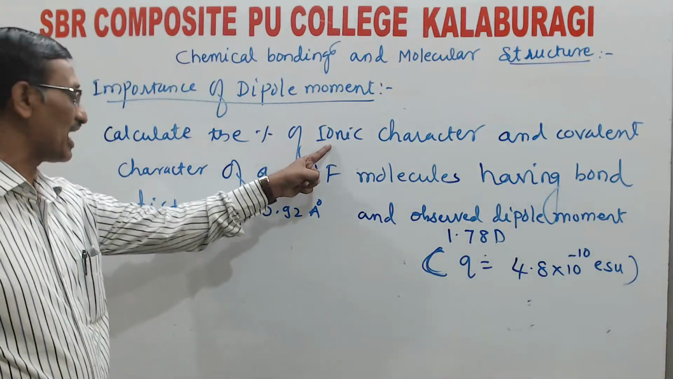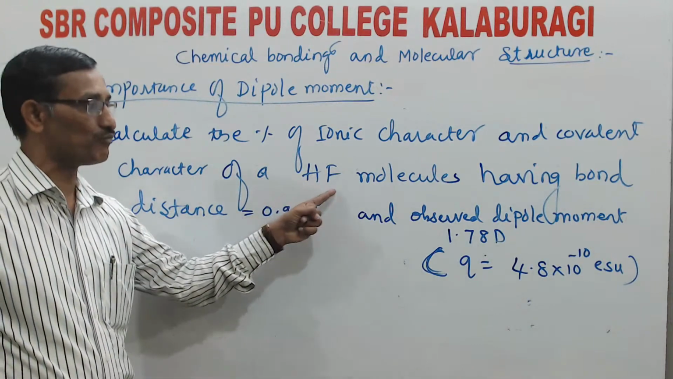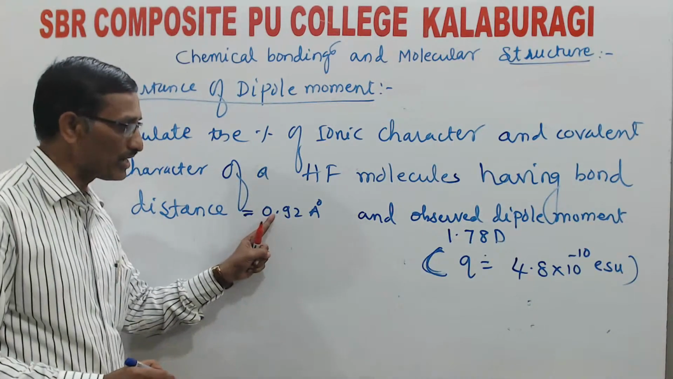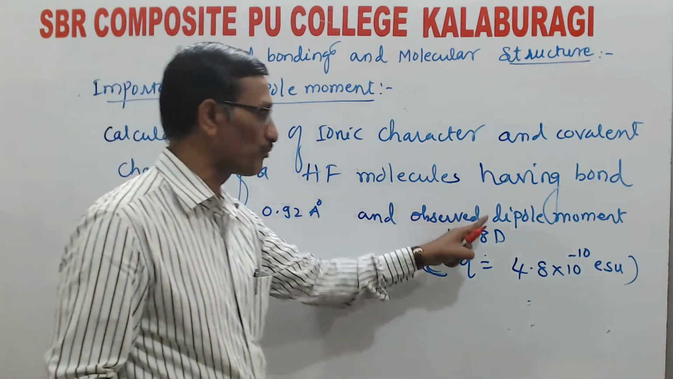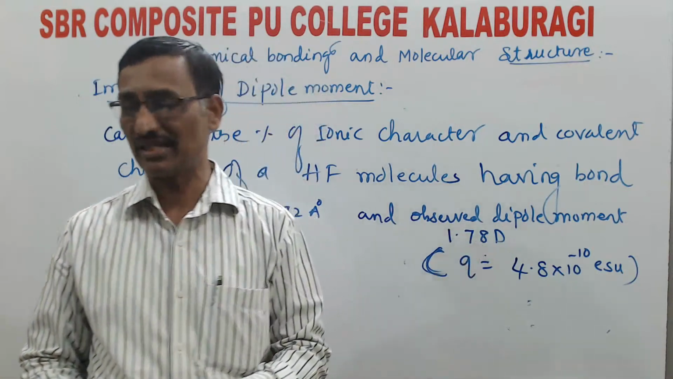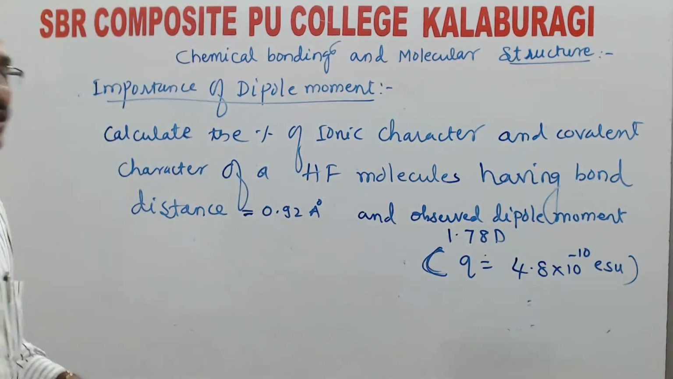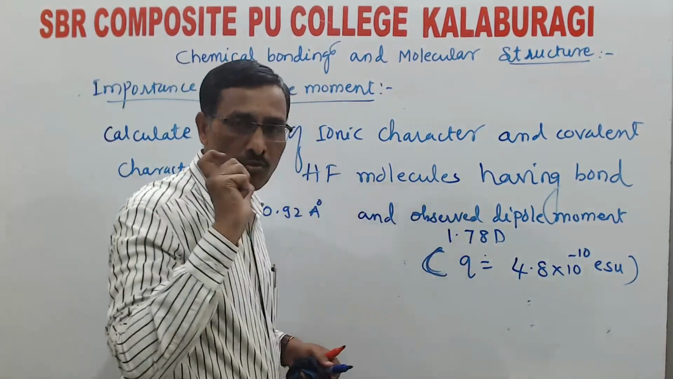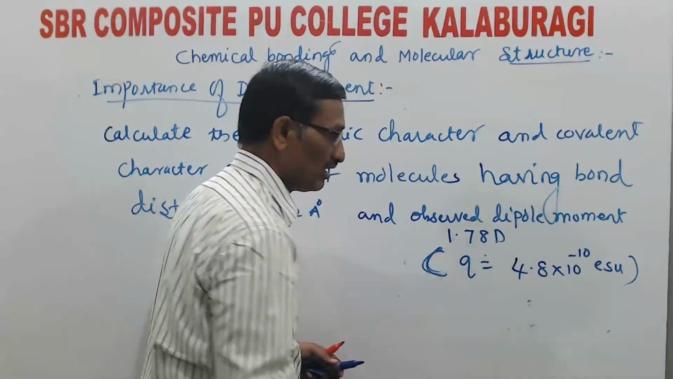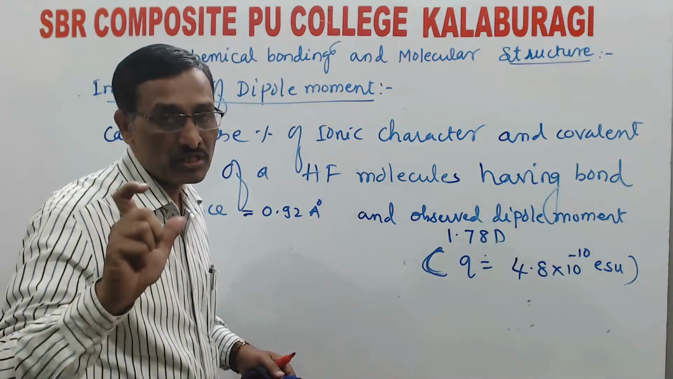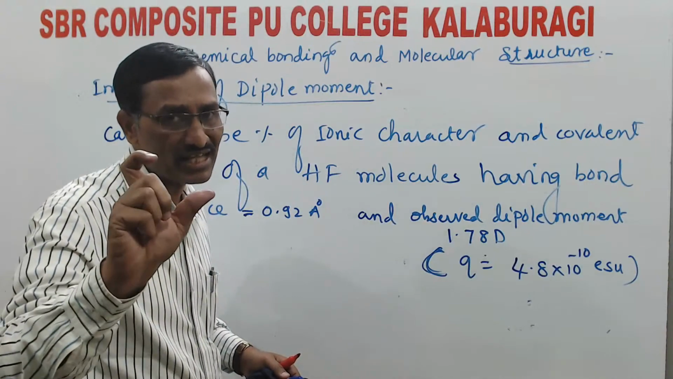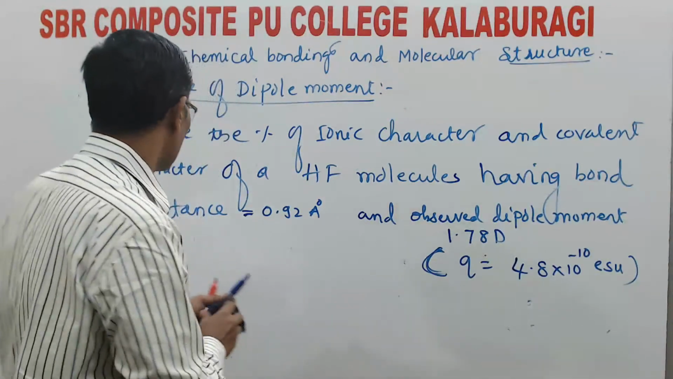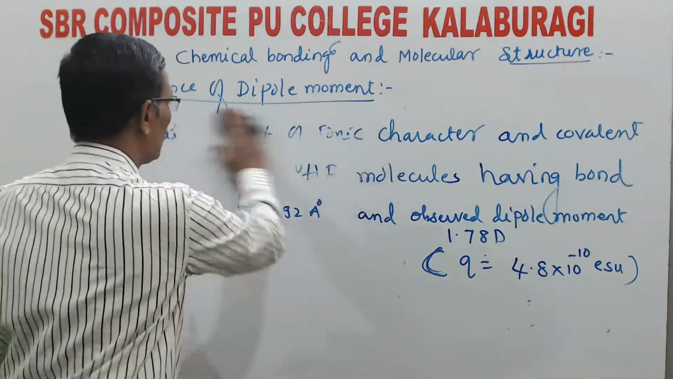Listen to me now. Calculate the percentage of ionic and covalent character of an HF molecule having bond distance 0.92 angstrom and observed dipole moment 1.78 debye. Dear student, you have to see the unit. When the observed dipole moment value is given in terms of debye, then you have to calculate the dipole moment for complete 100% ionic character also in terms of debye. Unit is very important. I will go for the calculation part. Let us see here.